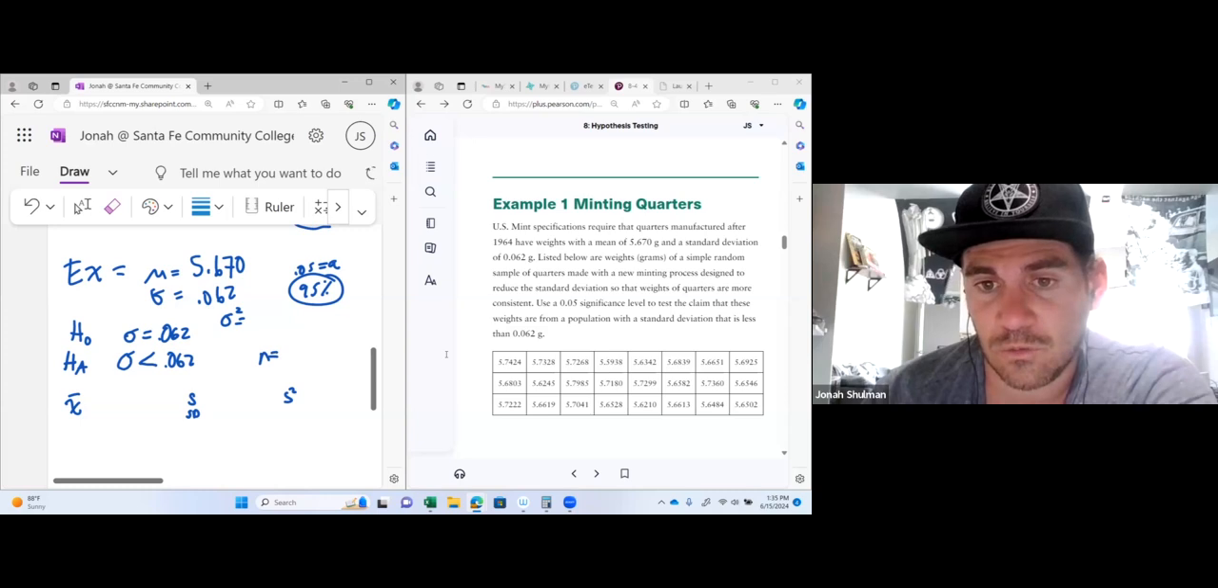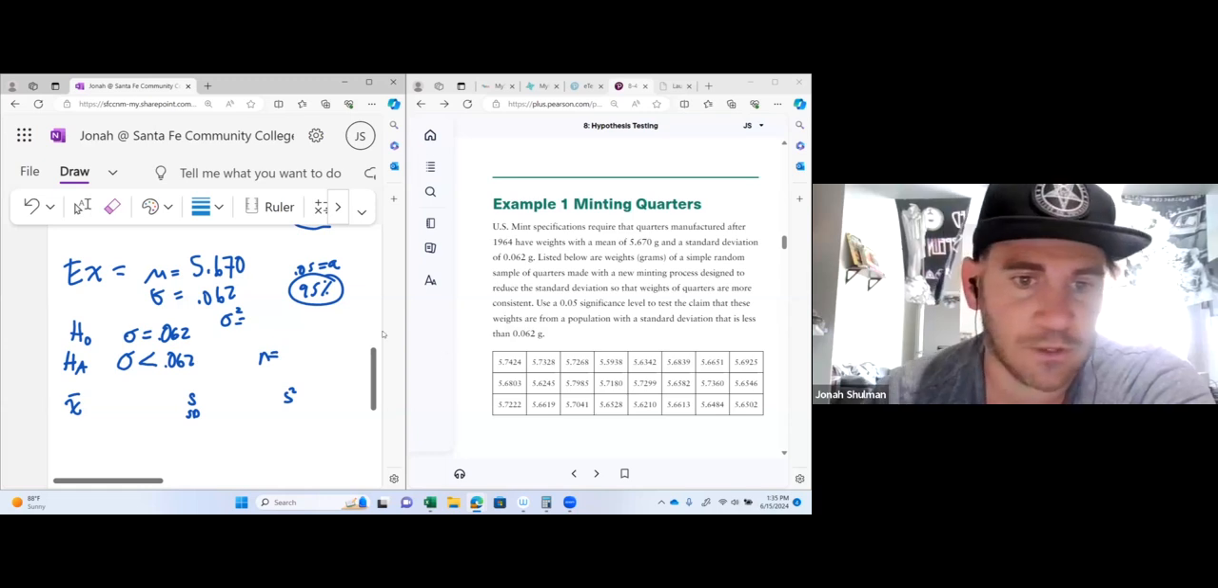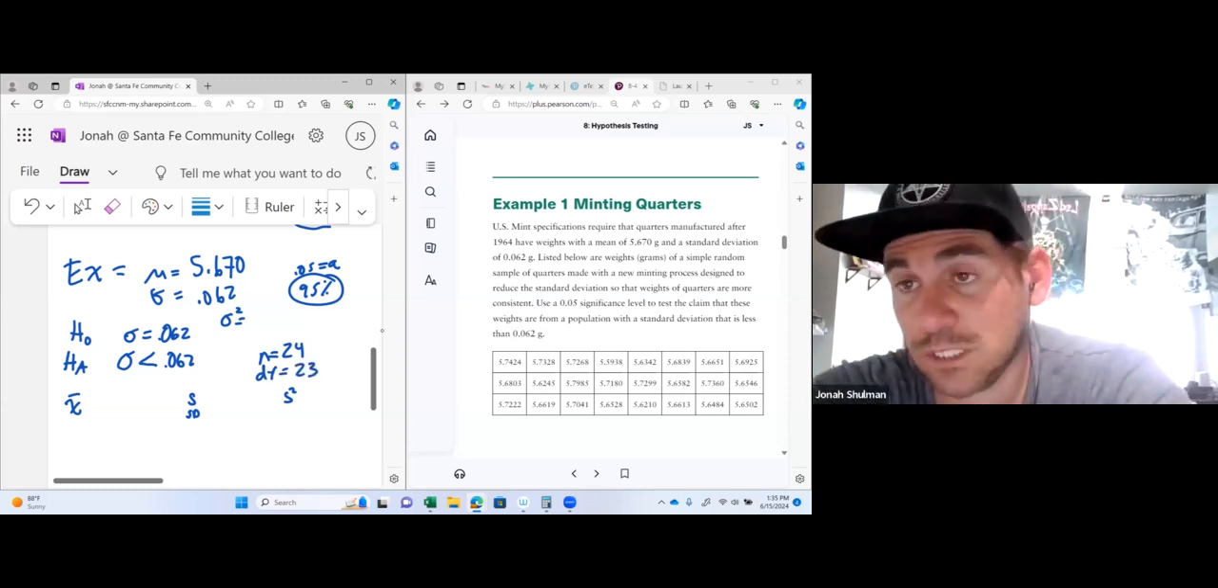So ready? 3, 6, 9, 12, 15, 18, 21, 24. I counted by threes. So we have 24. That's our n. That's the first thing we need. Our degrees of freedom is 23. These are the first two things we need, okay?